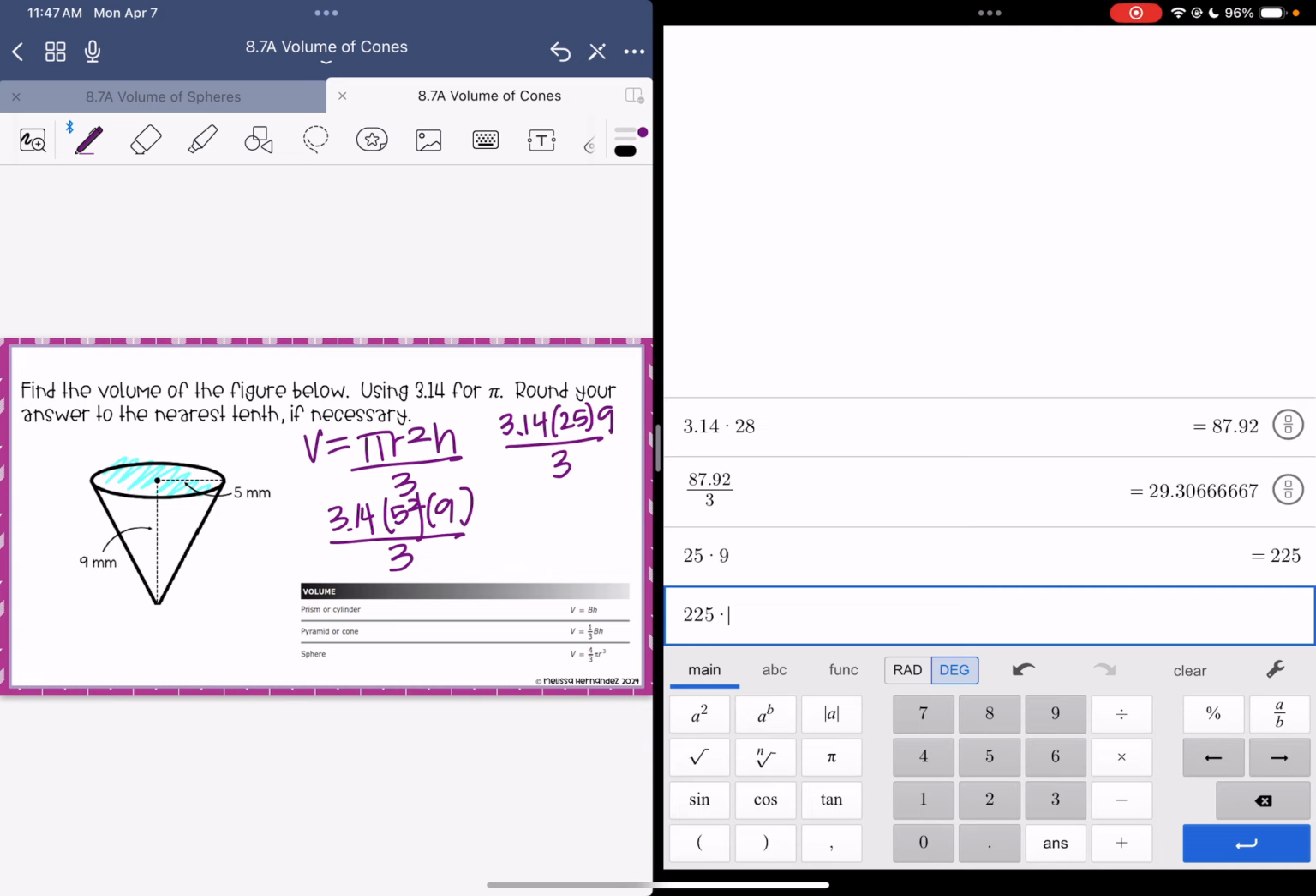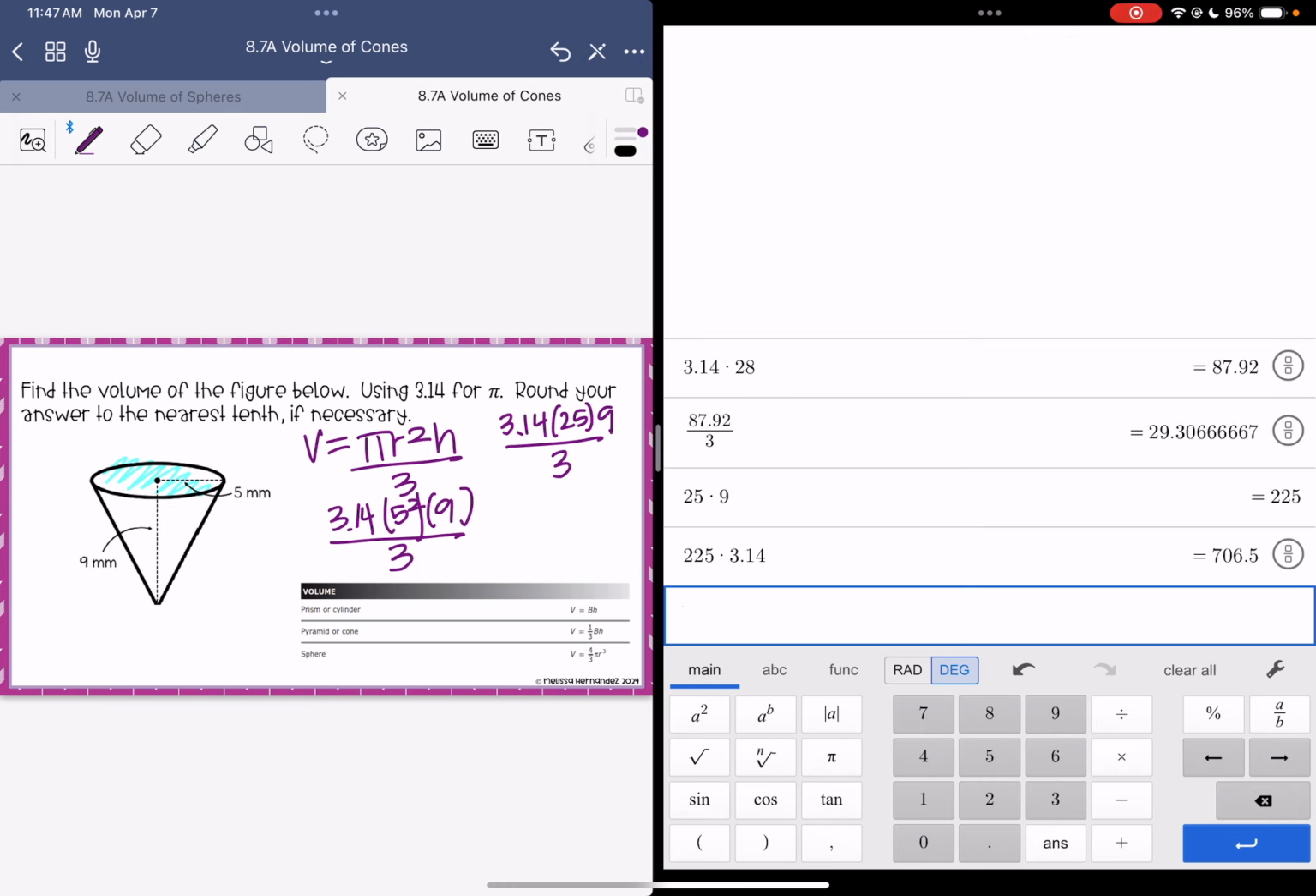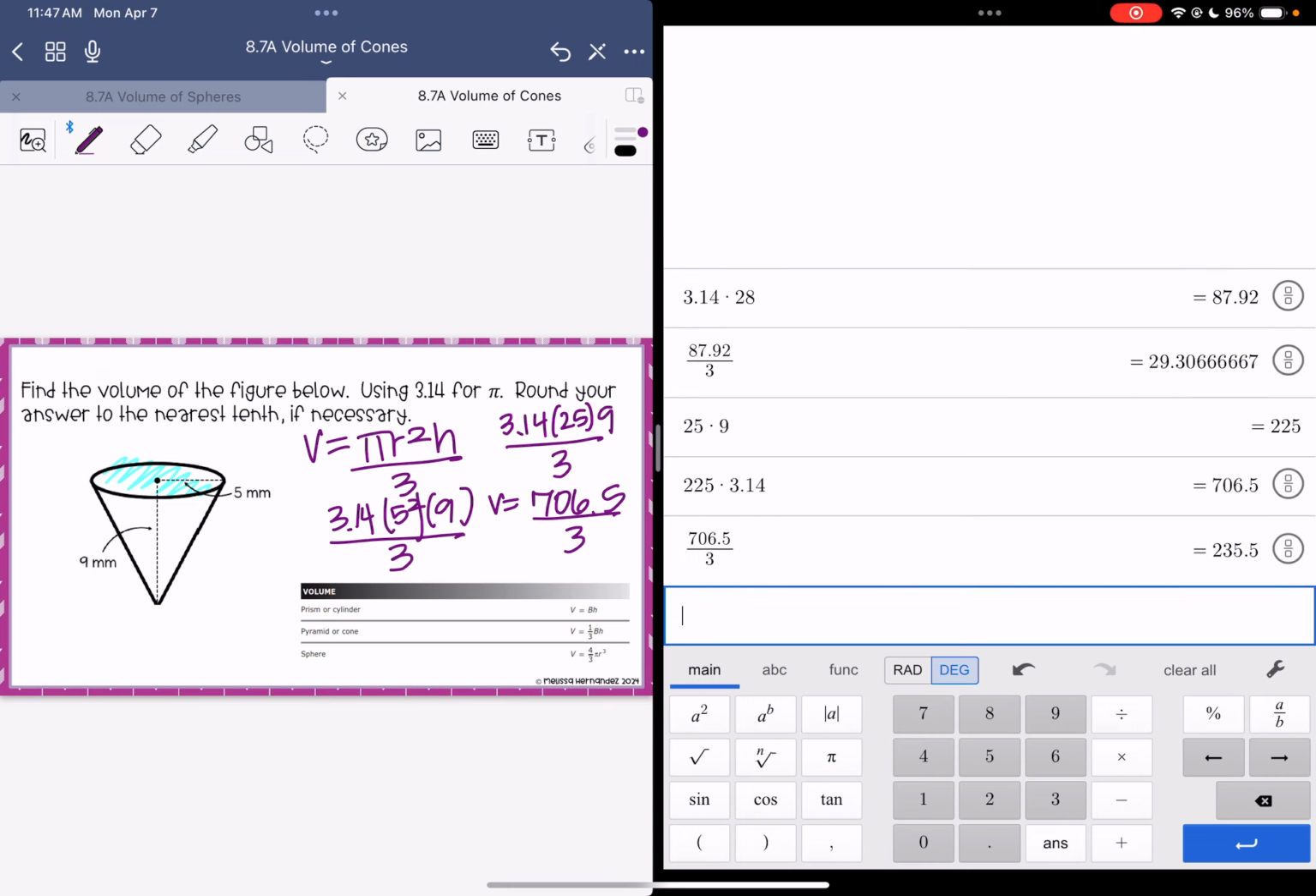times 3.14. And that's because, if you notice, I did 25 times 9 because multiplication is commutative. So if I would have gone to the left, it still would have worked out. So my final answer before I divide is 706.5. But we want to divide that by 3. That will give us a volume of 235.5 cubic millimeters. All right, so thanks for sticking by.